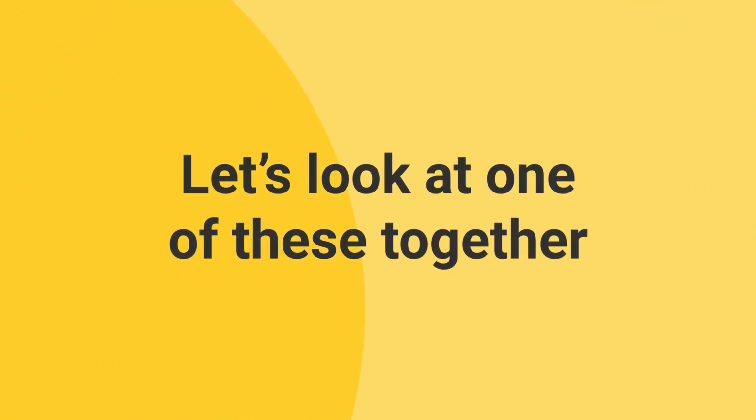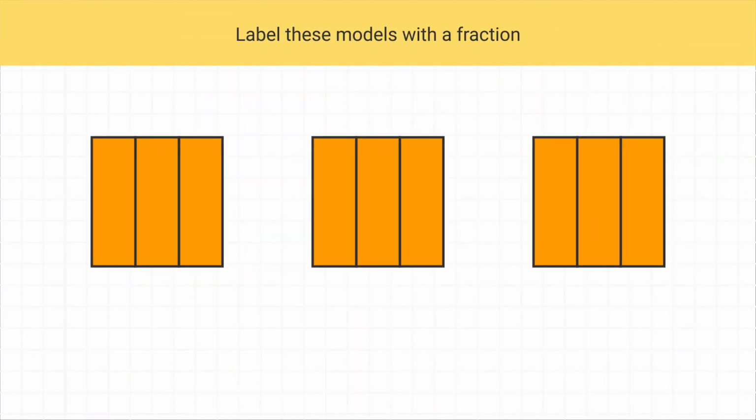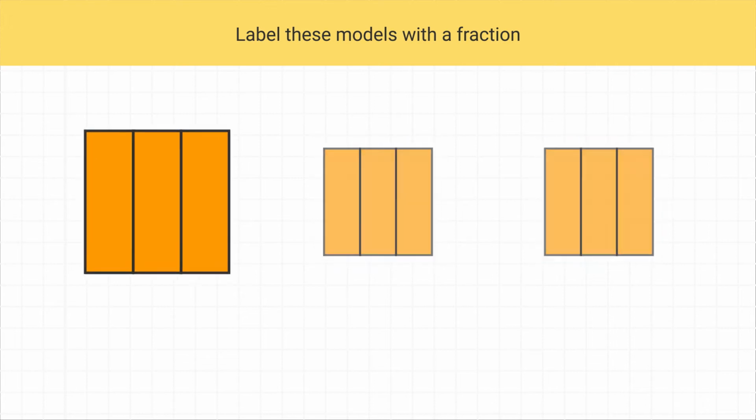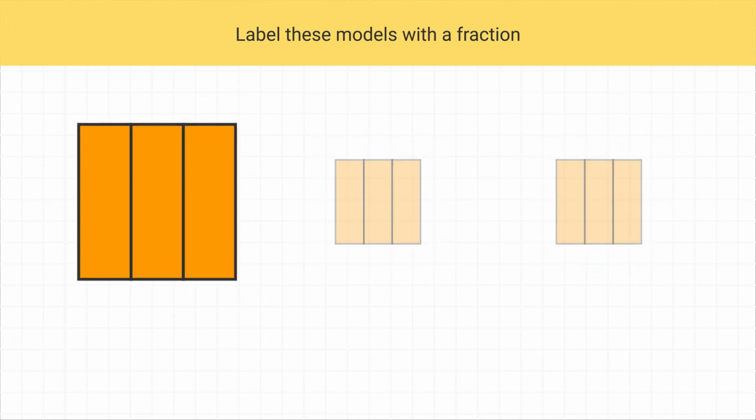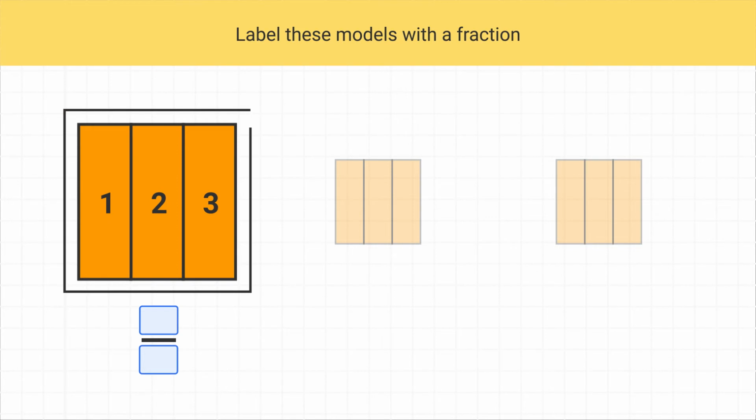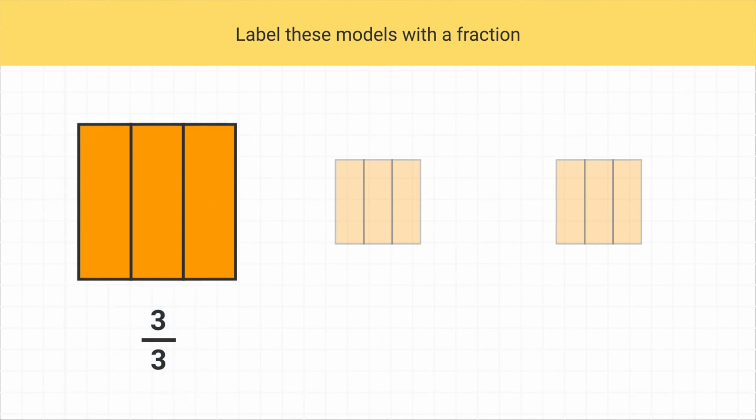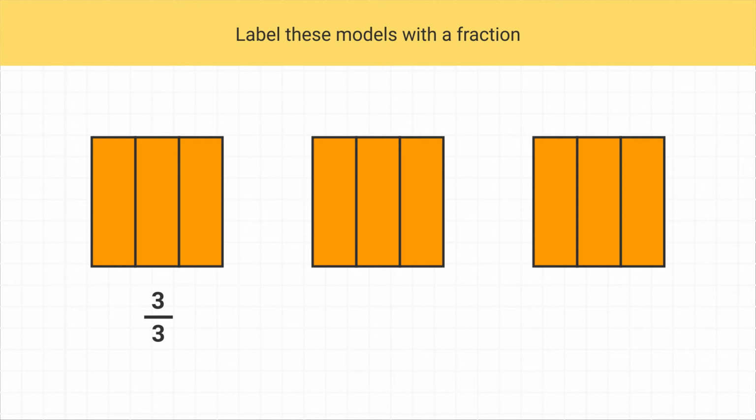Now let's look at one of these together. Let's take a look at these models and figure out how to label them using a fraction. Well, first, let's pretend we were only looking at this first square. What fraction can describe this square? Well, there's 1, 2, 3 shaded pieces out of a total of 3. So this is the fraction 3/3. Now, each of the squares are the same, so we can go ahead and label each of these as 3/3.